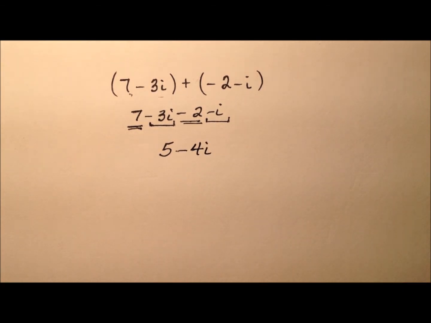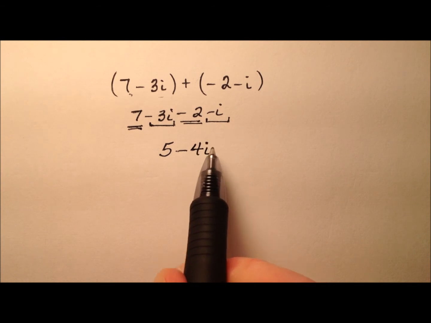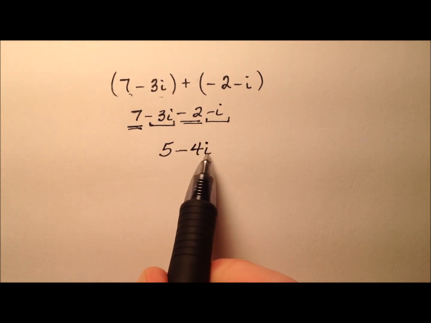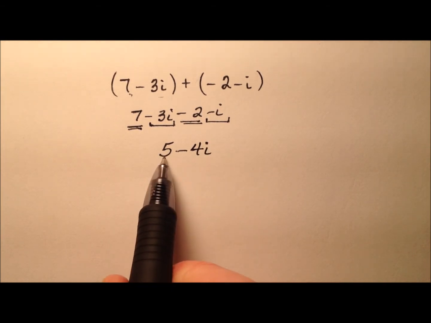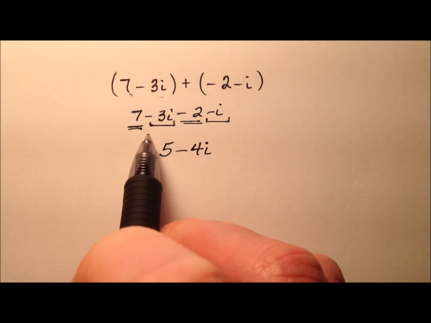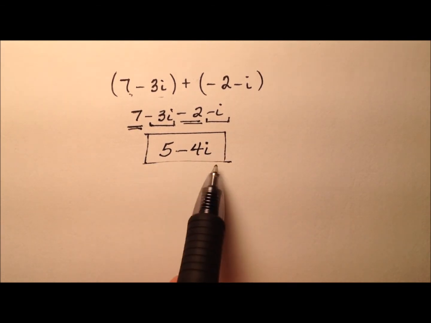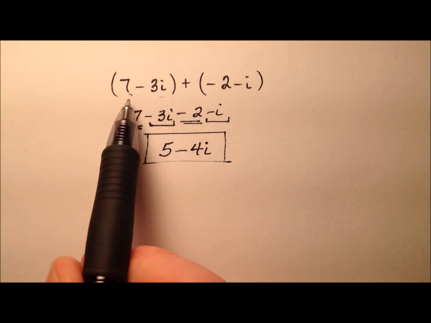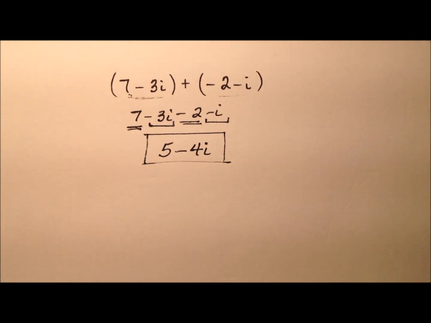And we will make sure that we write our final answer in standard form a plus bi, which it is. So the real part comes first and the imaginary part comes second. So this will be the sum, 5 minus 4i, when I add these two complex numbers.